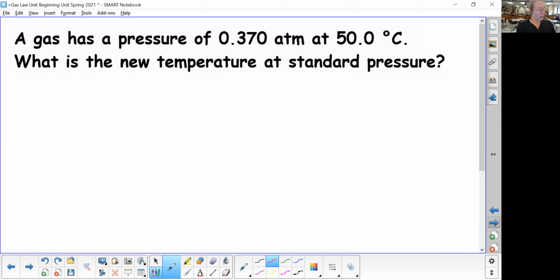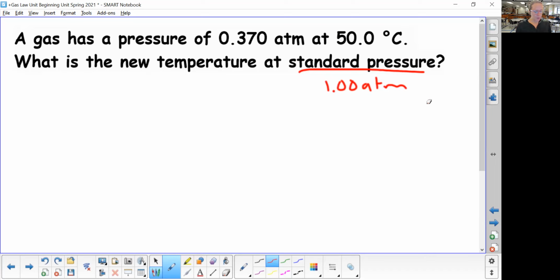So this is pressure and temperature, and it wants to know what the new temperature is. It's standard pressure. So standard pressure is 101.3 kilopascals, or 1.00 atmospheres. It would be an infinite number of sig figs, so it's not going to limit our sig figs here when we are saying standard pressure.